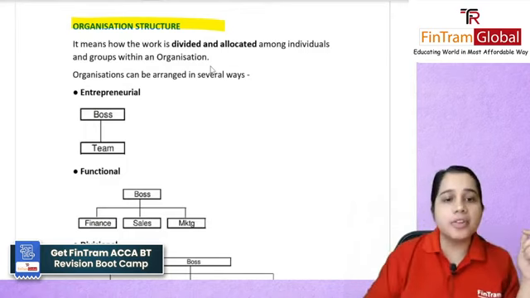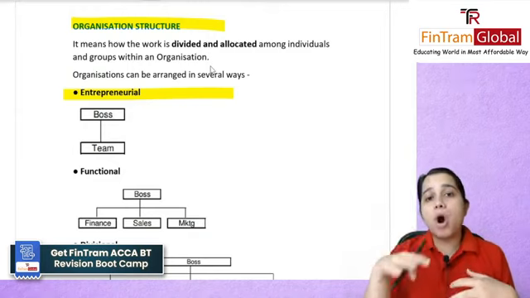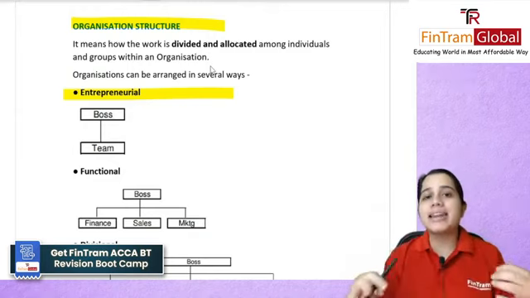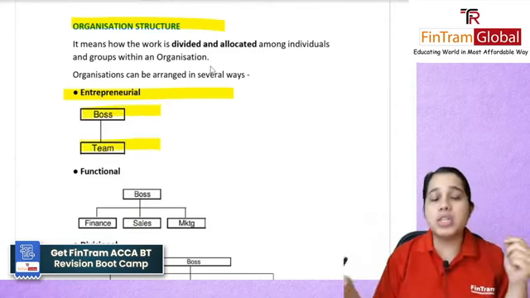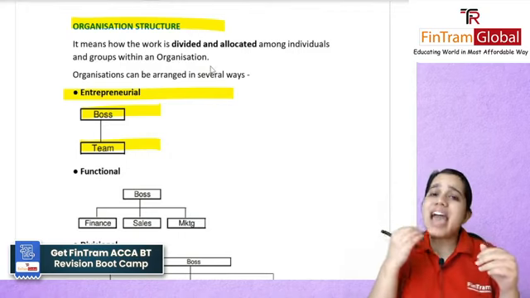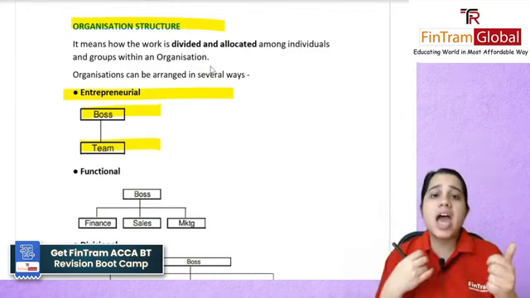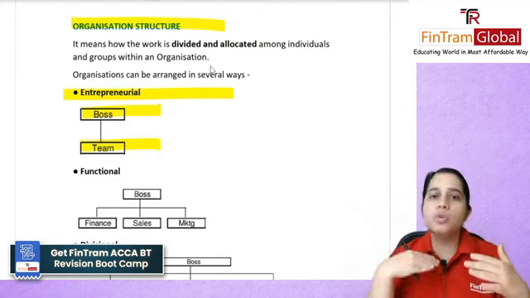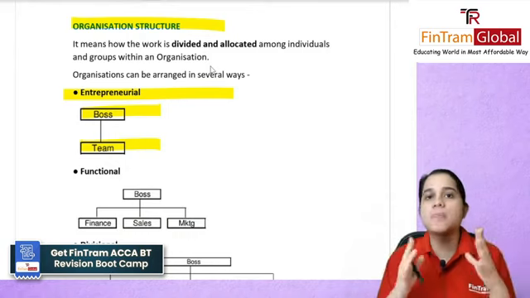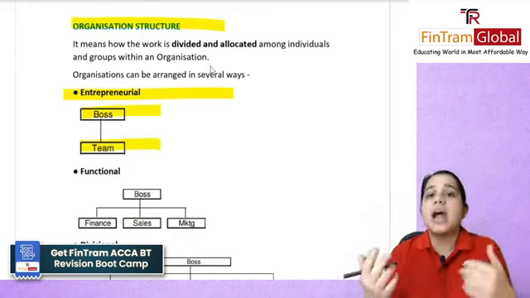For example, the first one is your entrepreneurial structure, wherein you are the boss and you will have people working directly under you. Each of these team members, as you can see in this diagram, you have your boss, you have your team. Each of these team members will directly report to the boss. They'll directly go and ask any doubts if they have, if any issues are coming in, directly to the boss. There's no other person passing the communication. Usually this is seen in a very small organization which is just starting up.